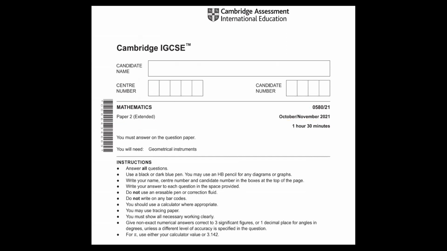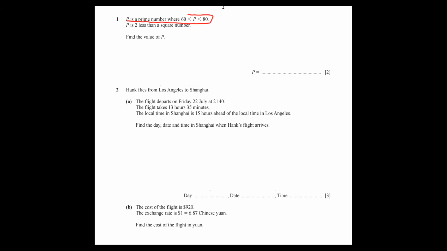And I'm going to solve this paper. So have a look here. First of all, I'm going to do the first two questions. All right. So question number one, P is the prime number between these two numbers.